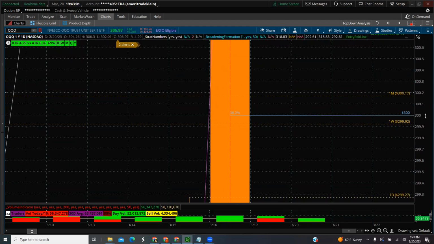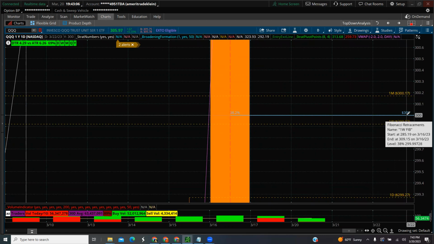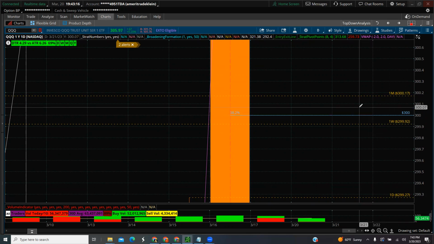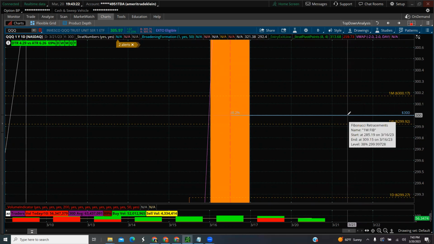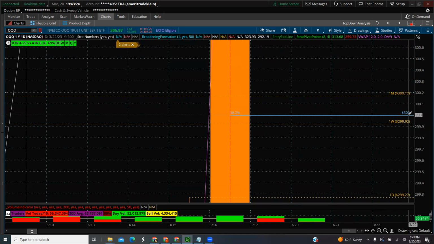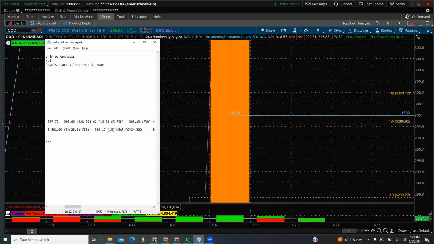So as far as what happened last week, I always find it interesting how some of these tools that are used to calculate statistical data line up almost uncannily with previous levels like this one. How we just mentioned the psychological level here, and it also happens to coincide with the weekly level here indicated in this shade of blue.